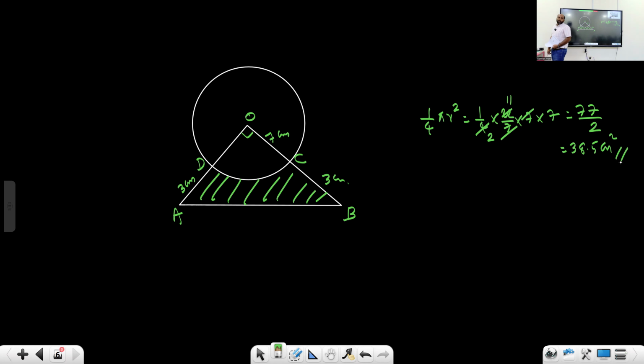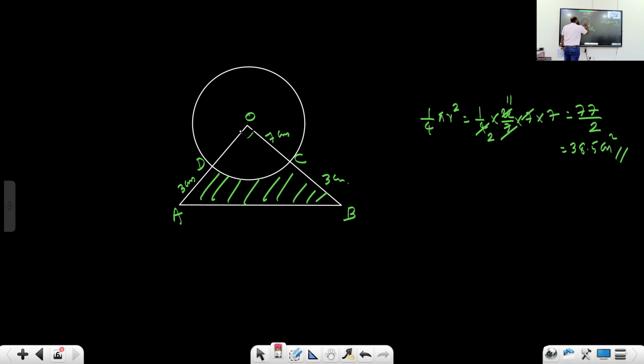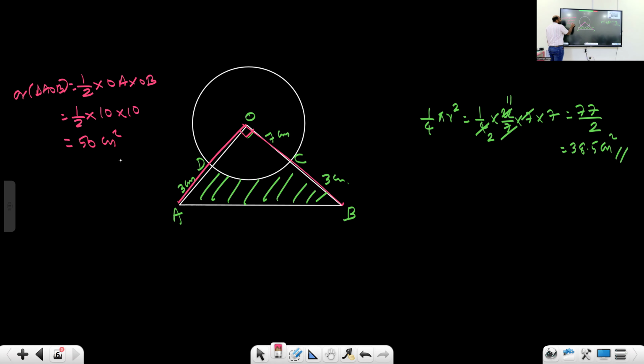Second one, area of triangle AOB. What triangle is it? Right angle triangle. I told you, if it is a right angle triangle, this one is your base and this one is your height. Area of triangle AOB equals half into OA into OB. OA is 10, OB is 10. What is the answer? 50 centimeter square.